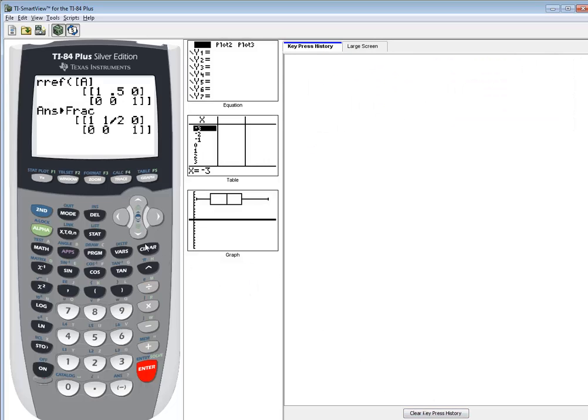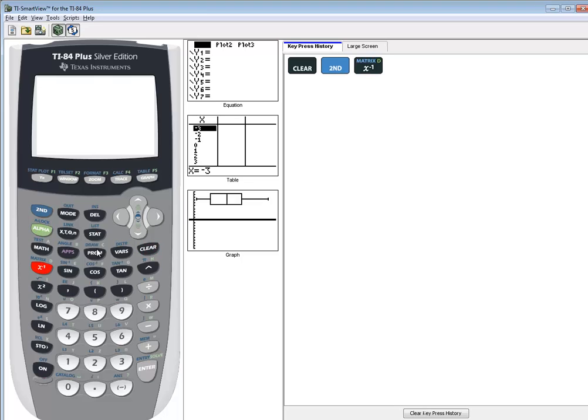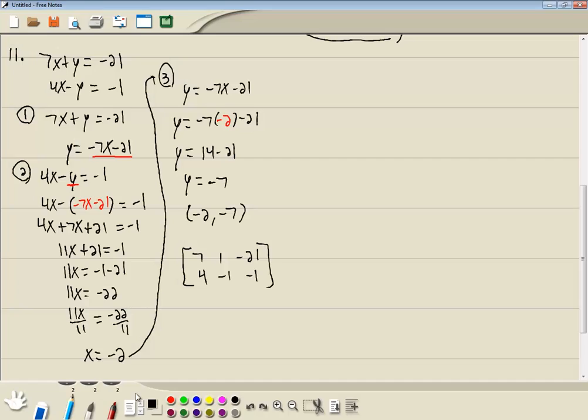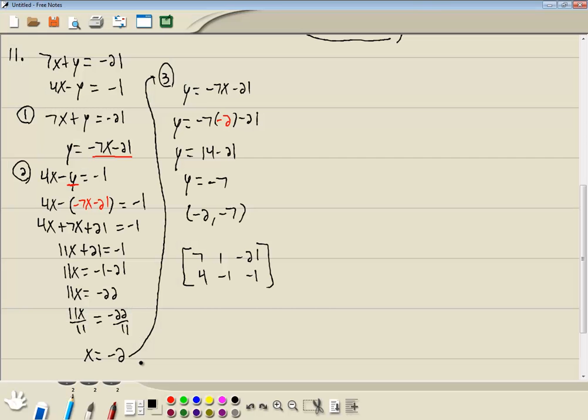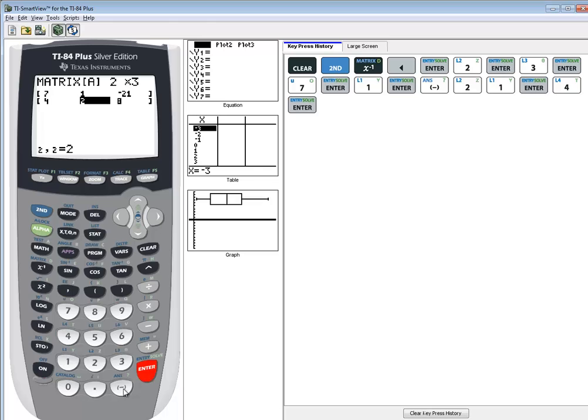Okay, the size of our matrix is 2 by 3. So I do second x negative 1. Go over to Edit, enter on A. It's a 2 by 3, so I do 2 enter, 3 enter. And we got 7 enter, 1 enter, negative 21, 4, negative 1, negative 1.